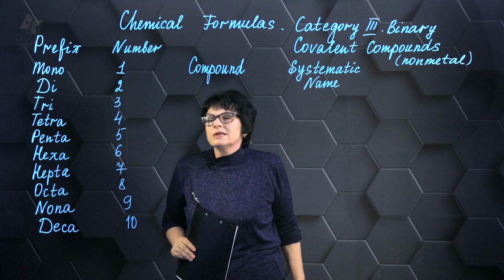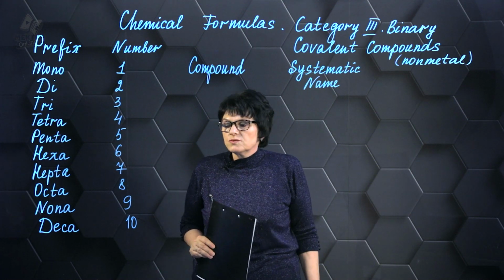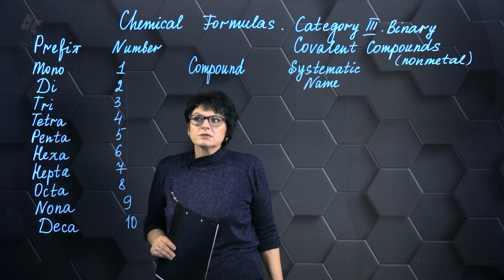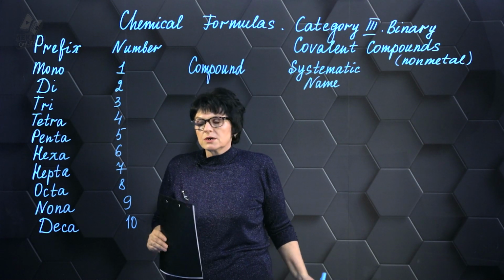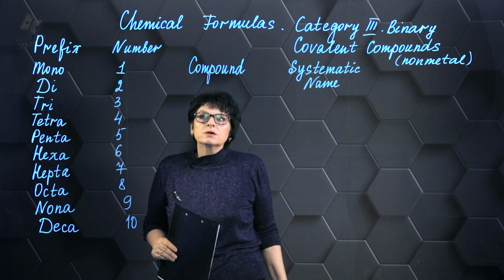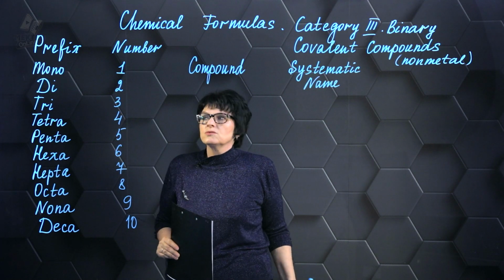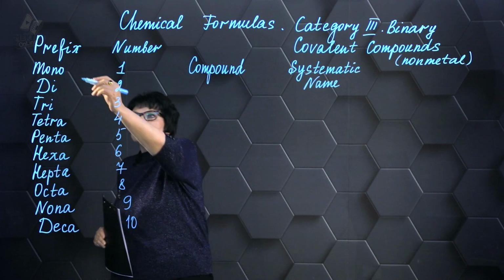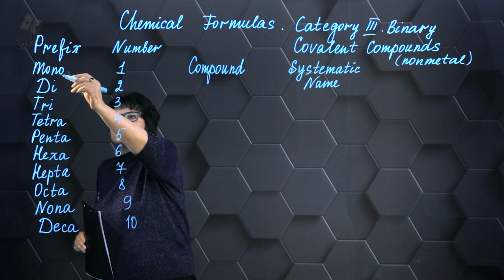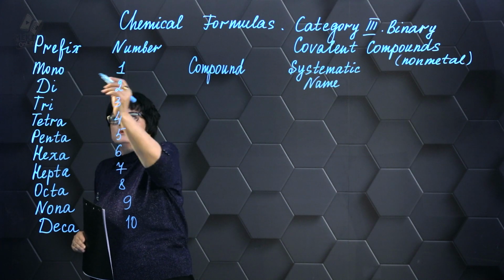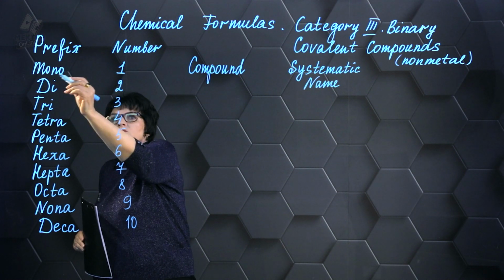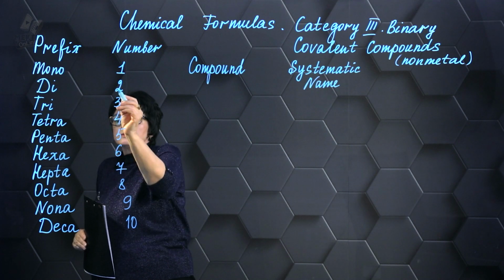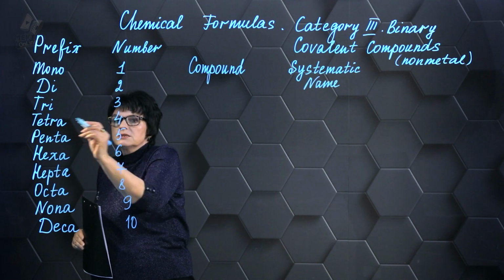First and foremost, I would like to explain that in this case it is customary to use prefixes in systematic names, which indicate the quantity of a specific element present in a given compound. These prefixes have their own numerical designation. Mono is 1, di is 2, tri is 3, tetra is 4, and so on up to deca.